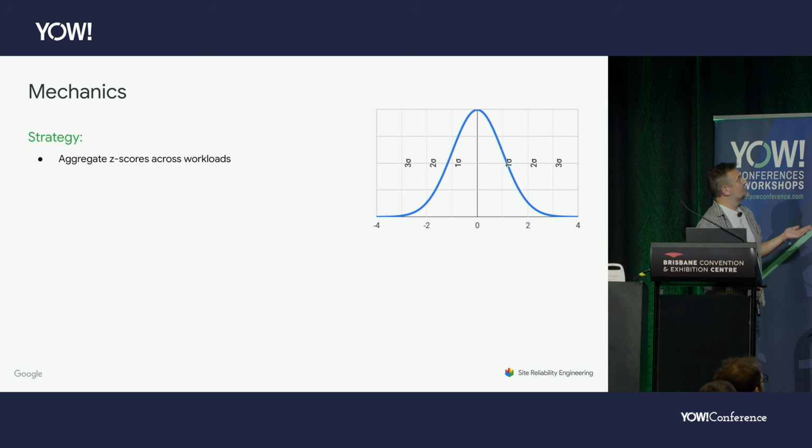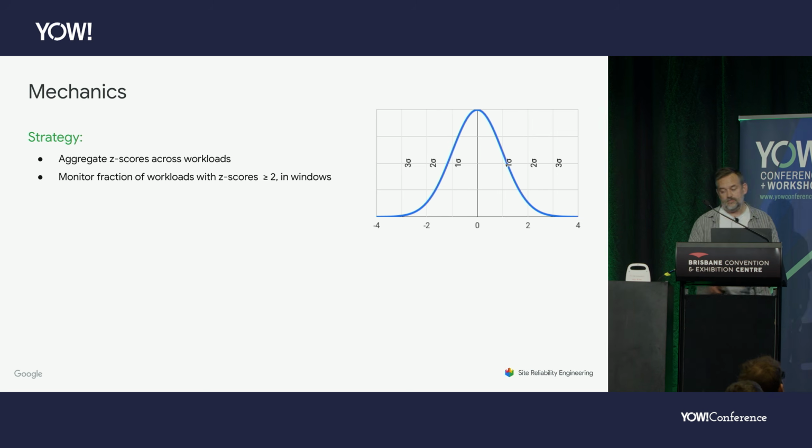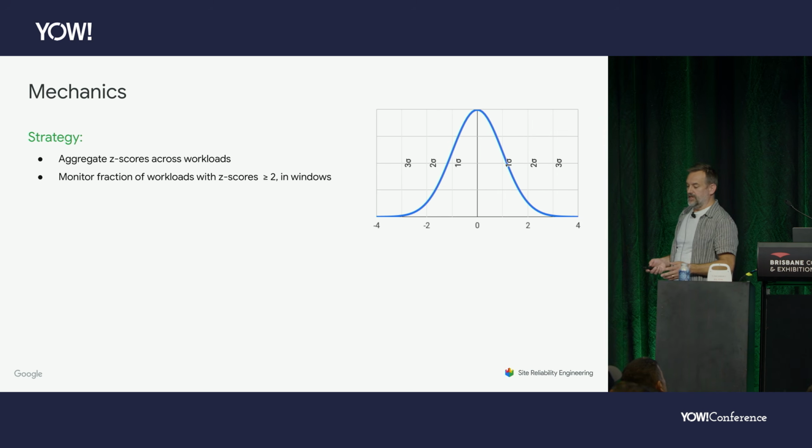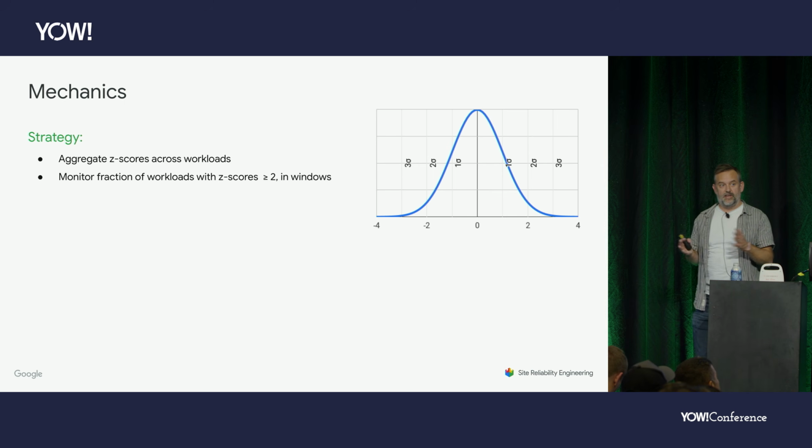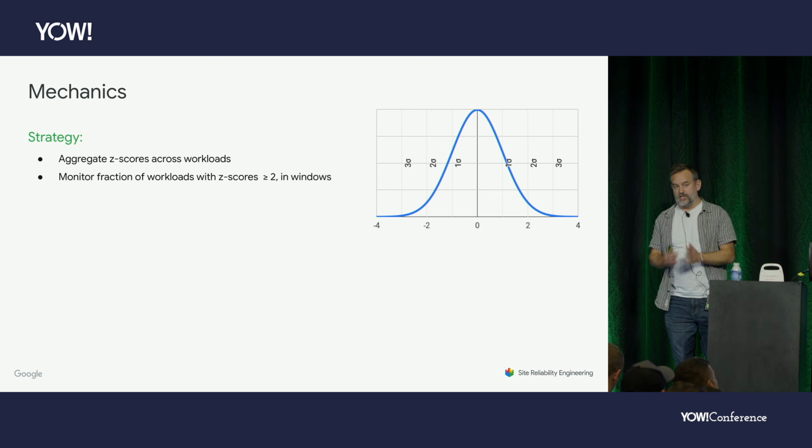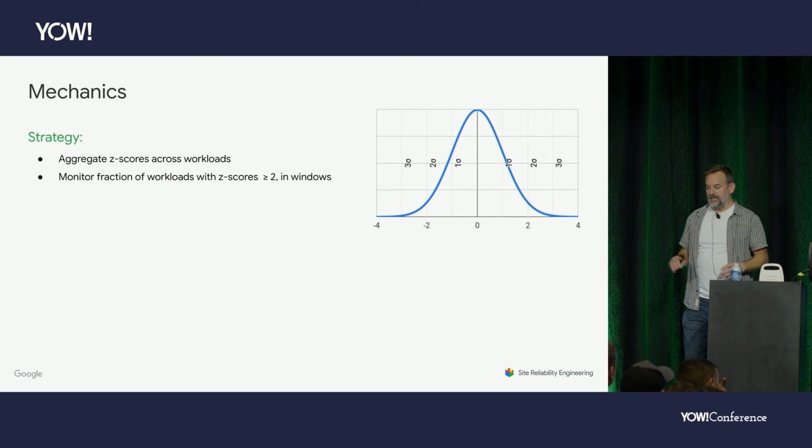So just to recap, we're aggregating z-scores across workloads. We know the fraction of those workloads with z-scores that are above 2 in windows based on times. We use 15-minute buckets. We use project-based buckets of 15 minutes as our basic unit, and then we can combine those.